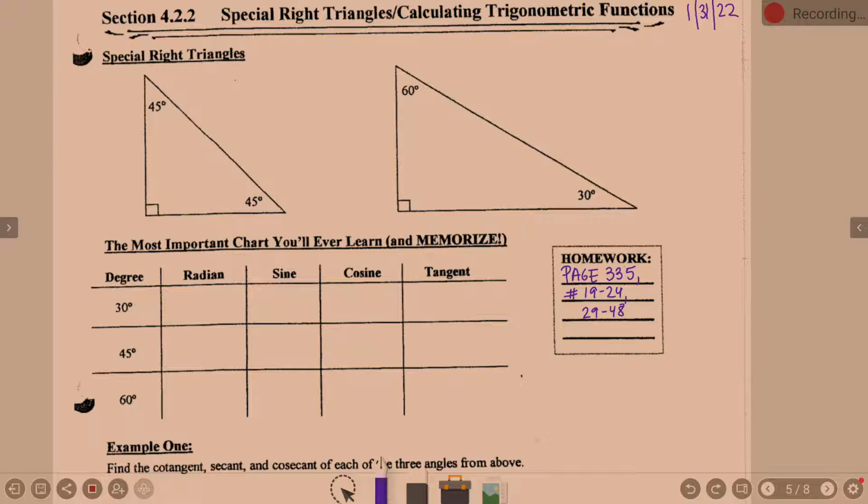So, there are two special right triangles that as you go through math, geometry, trig, you need to be familiar with. And those two special right triangles we're going to talk about are the 45-45-90 and the 30-60-90. And they have certain characteristics about them. Let's start with the 45-45-90.